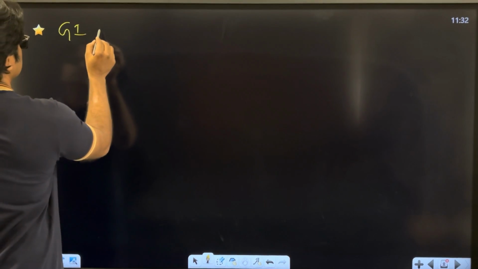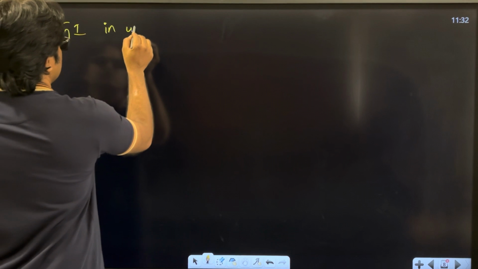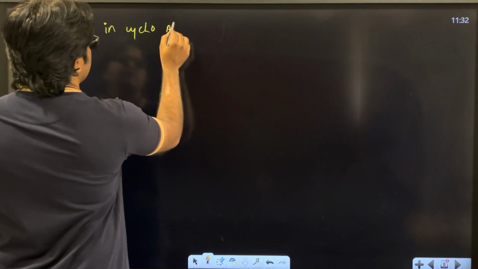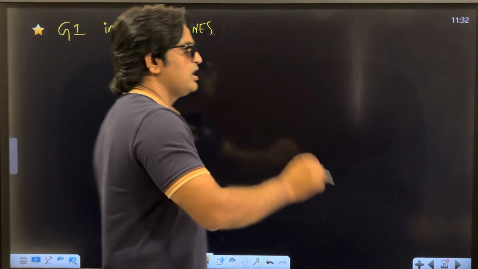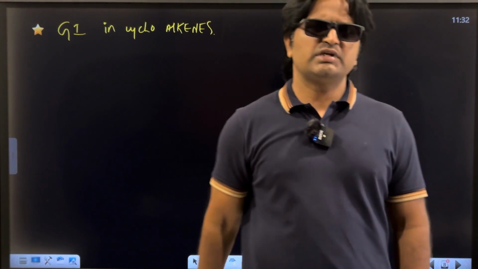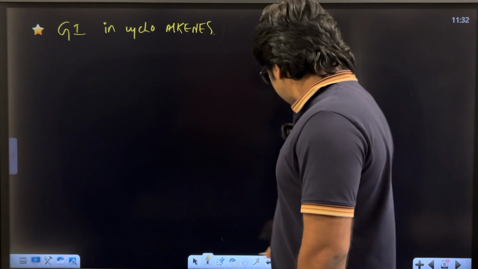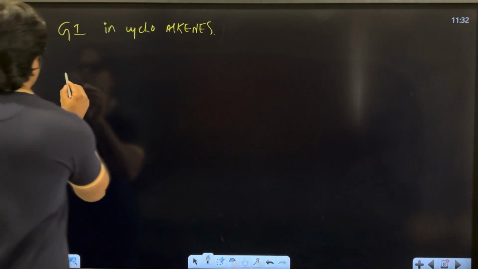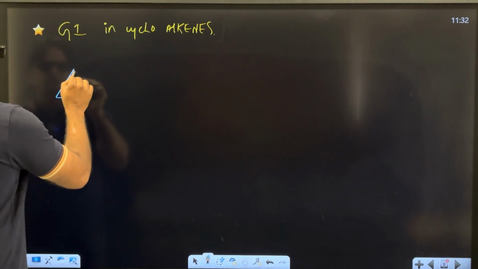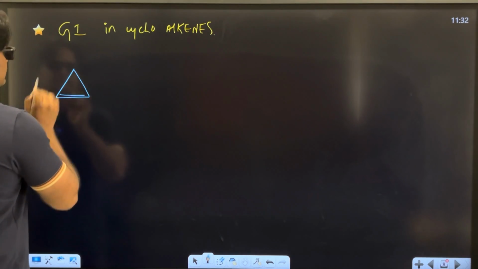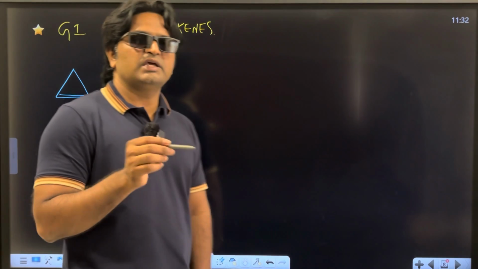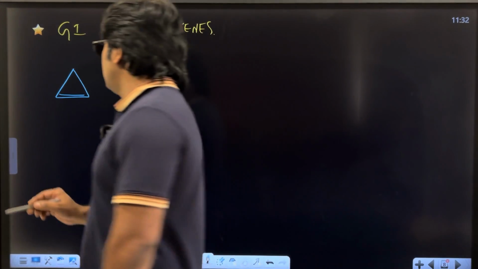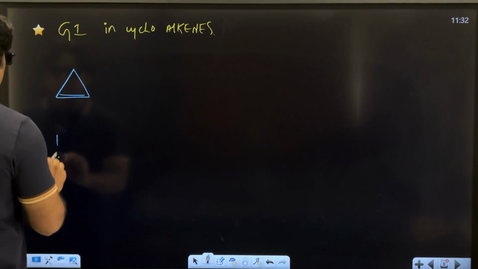Geometrical isomerism in cycloalkenes. Very simple, cycloalkenes. Now in case of cycloalkenes, first you start with cyclopropene, a basic example. For a ring system, minimum we require 3 carbon atoms. That is our cyclopropene. And what is the next molecule?